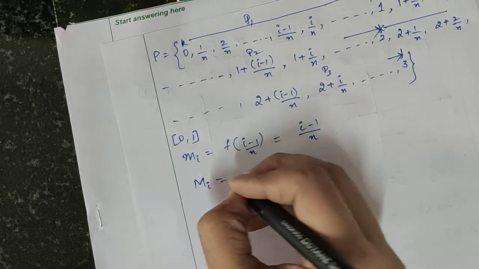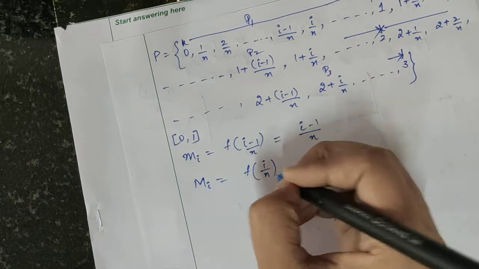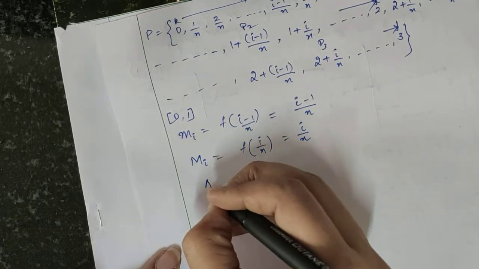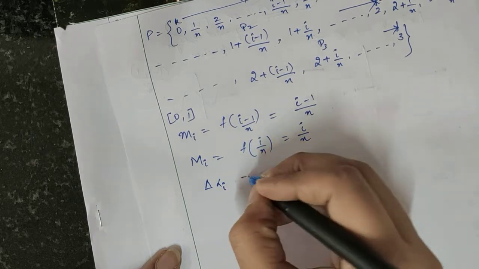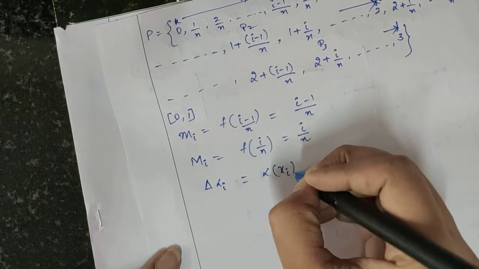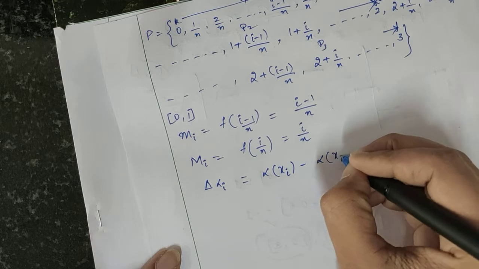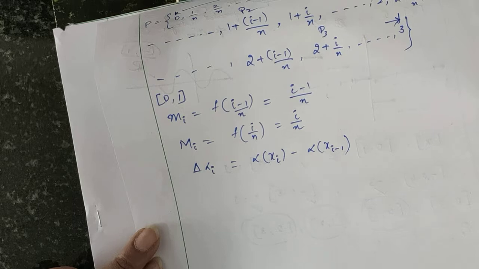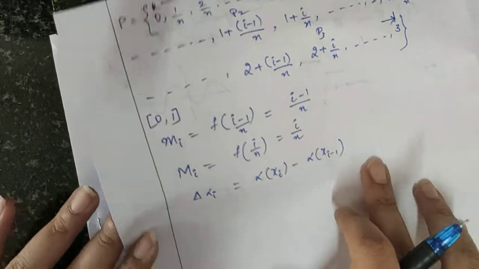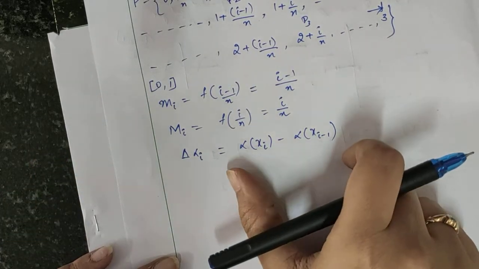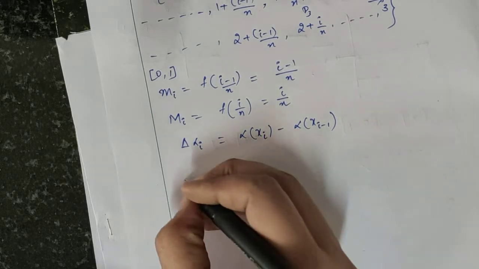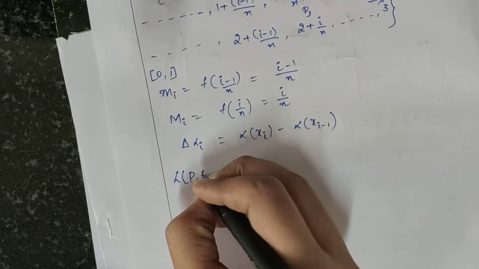Similarly, what is capital Mi? It is f of i by n, so you will be getting i by n itself. Now I have to find out delta alpha i, that is nothing but alpha of xi minus alpha of xi minus 1. Since alpha x is the greatest integer function, I cannot just write it in that way. So what I will do is rewrite this in my summation part, then I will expand my summation. Now how can you write L of P comma f comma alpha?